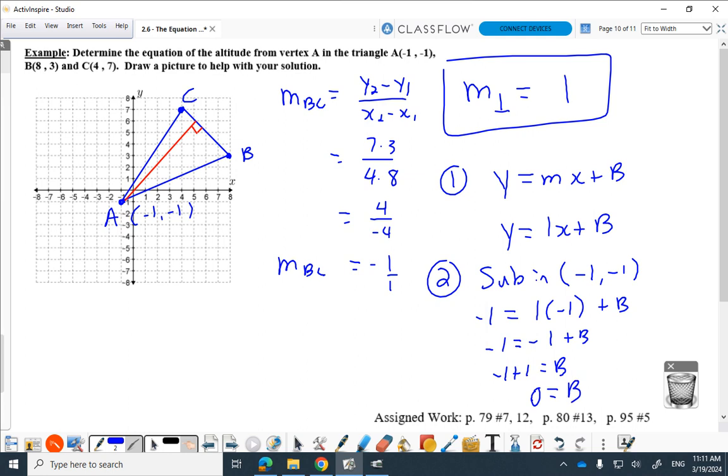Like, 0? Mr. Todd, can the y-intercept be 0? Sure can. Does it look like it is? See, the picture helps again. Makes me go, yeah, that's pretty good. And now I'm ready to make my final statement.